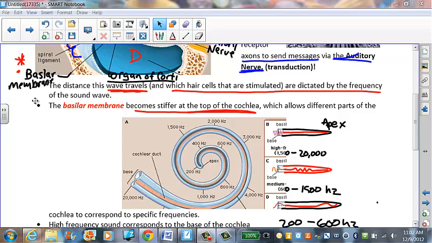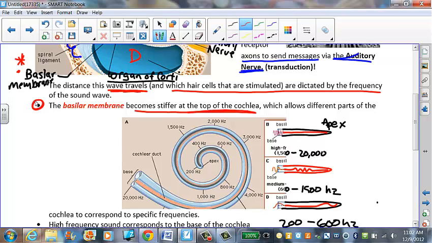Should be a little shorter, but we ended off last time right about here, and we're trying to talk about some theories about sound and how we hear different pitches of sound. We spoke about the basilar membrane in the previous video. Well, the basilar membrane becomes stiffer as we move to the top of the cochlea.